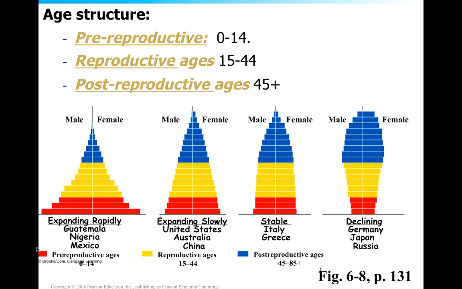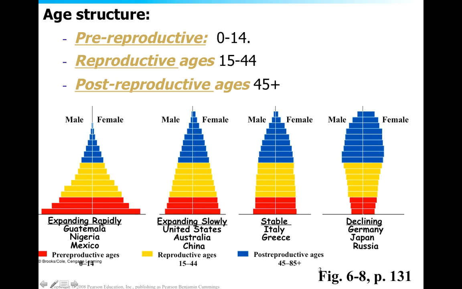So here are our age structure pyramids. The red is representing people in the pre-reproductive age group, so 0 to 14. The yellow is people in the reproductive ages, 15 to 44, and the blue is our post-reproductive age group. So you should draw a very basic diagram of each of the shapes and then write some characteristics about each one of them.